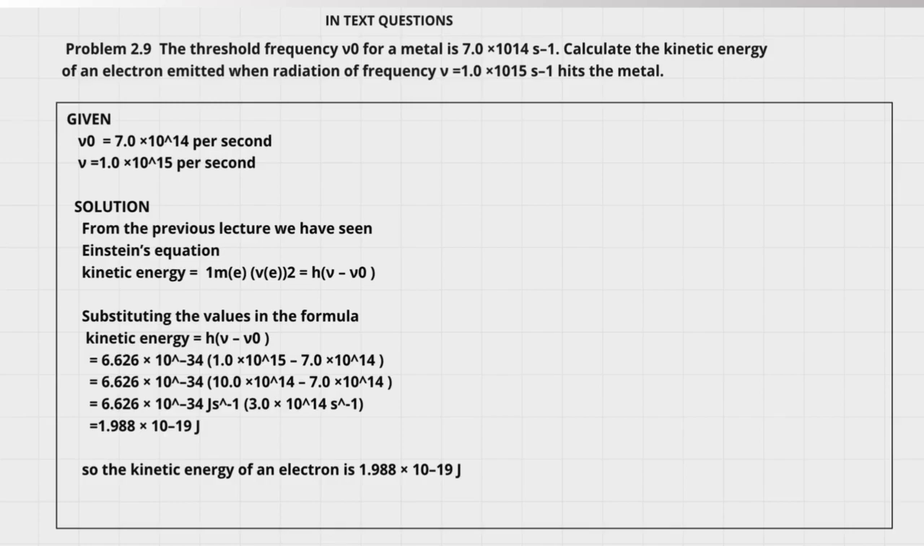We have the following given values. Threshold frequency is equal to 7.0 × 10^14 per second. Frequency is equal to 1.0 × 10^15 per second.